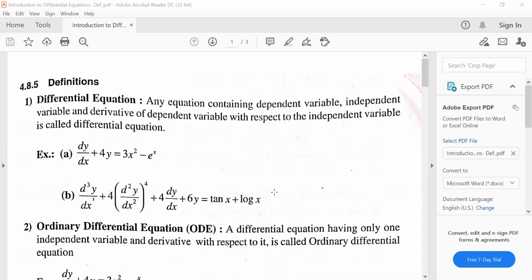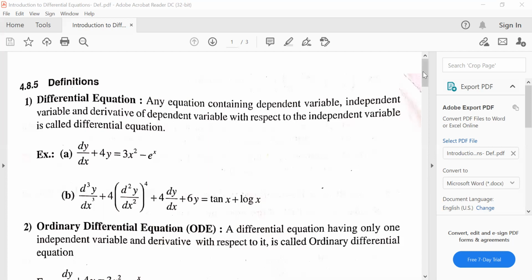See, we have given two examples here. Now the same thing is named an ordinary differential equation, wherein we have only one independent variable, right? And the derivative of the dependent variable with respect to that independent variable.